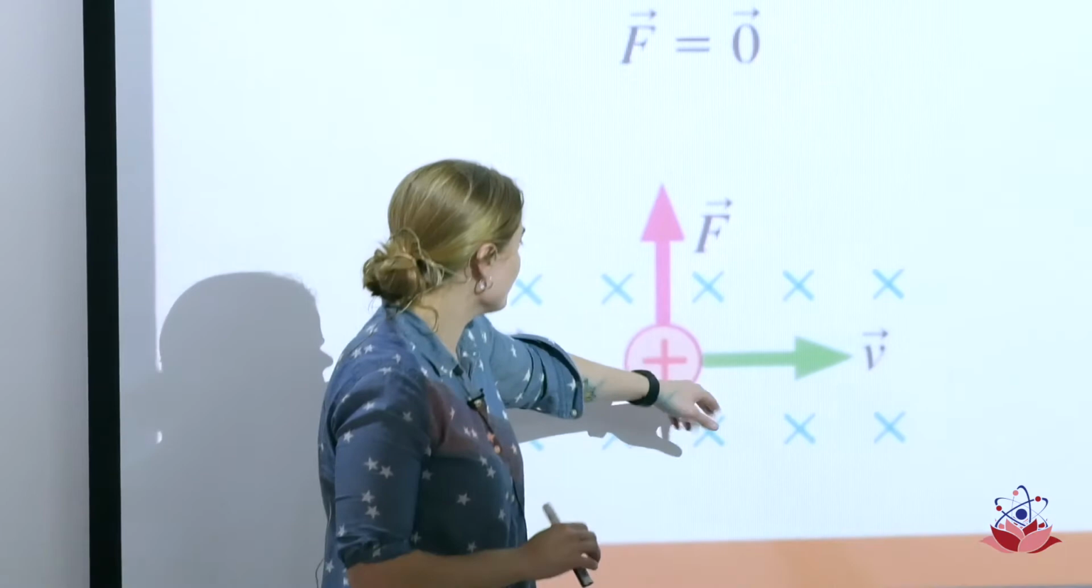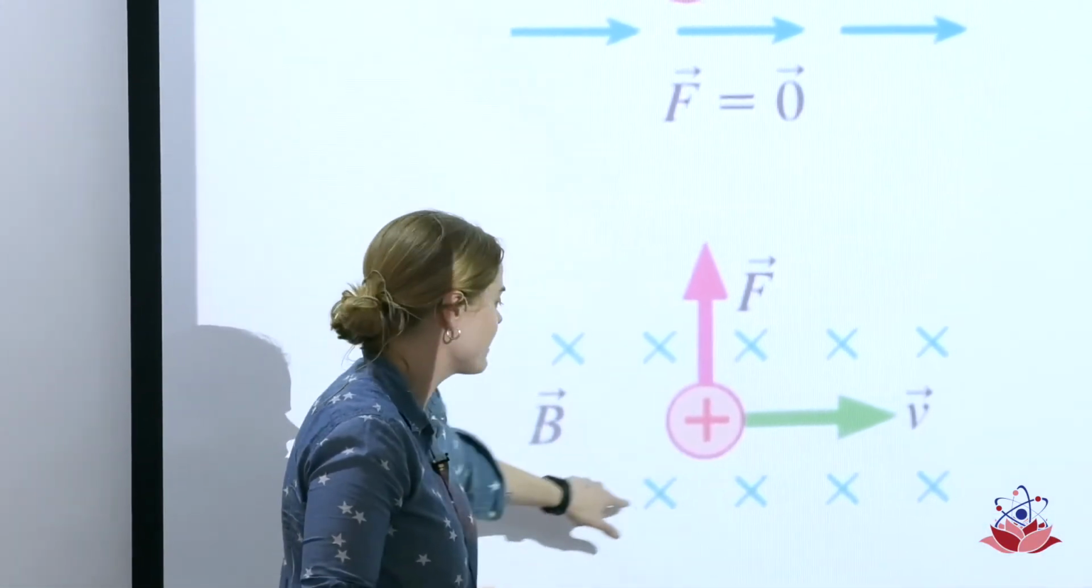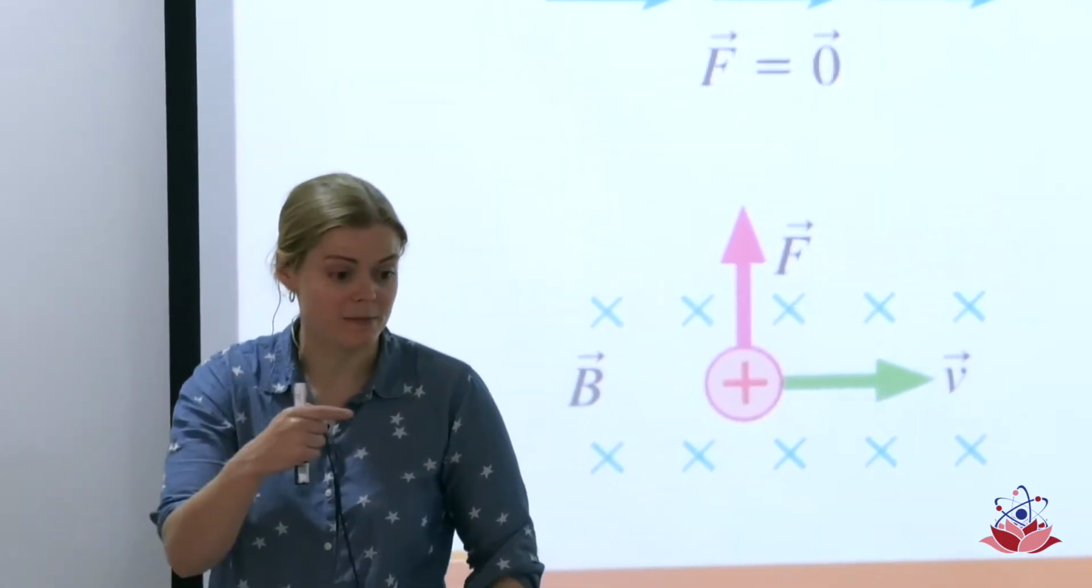So in this picture, we have velocity this way, and we have the field represented by these X's, indicating that they're going into the page.